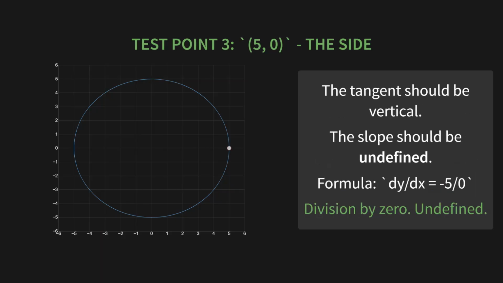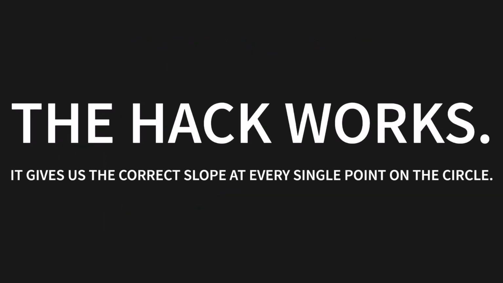Test point 3: (5, 0). This is the far right side. The tangent there should be vertical. The slope should be undefined. Our formula gives us dy/dx equals negative 5 over 0. Division by 0. It's undefined. The hack works. It gives us the correct slope at every single point on the circle.